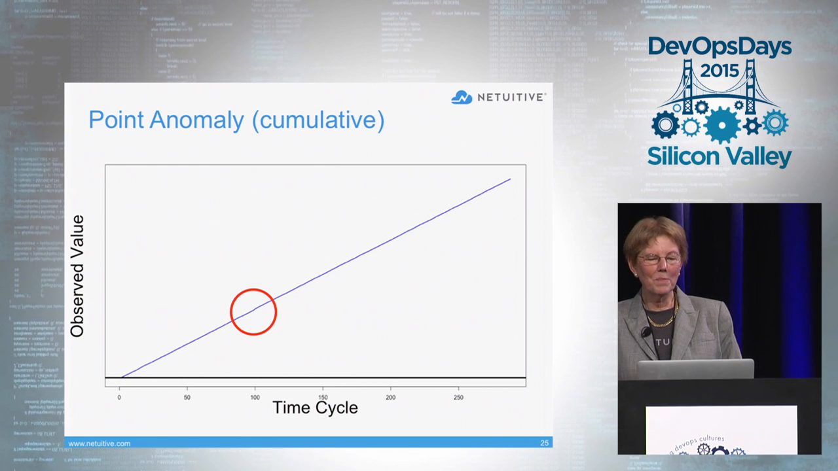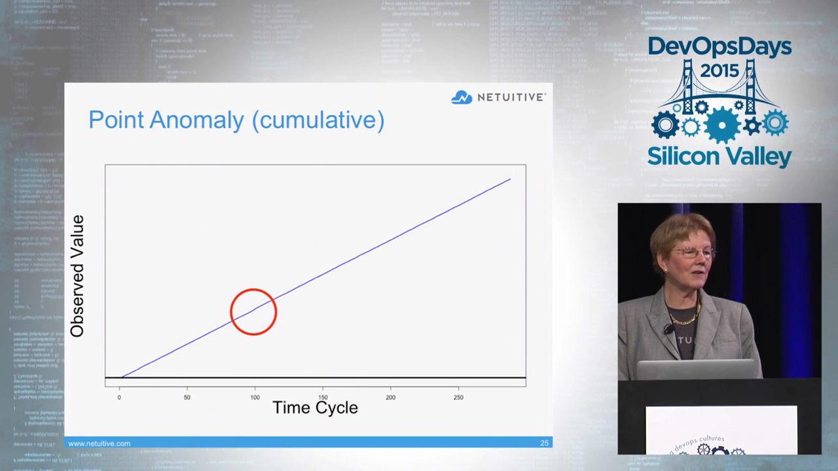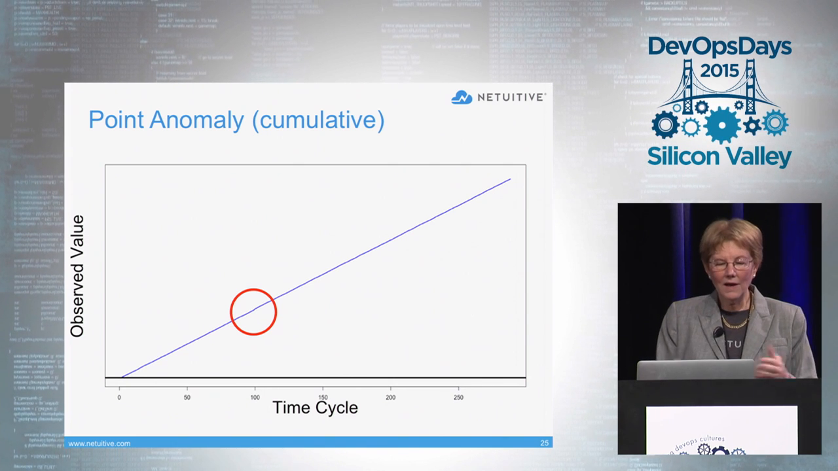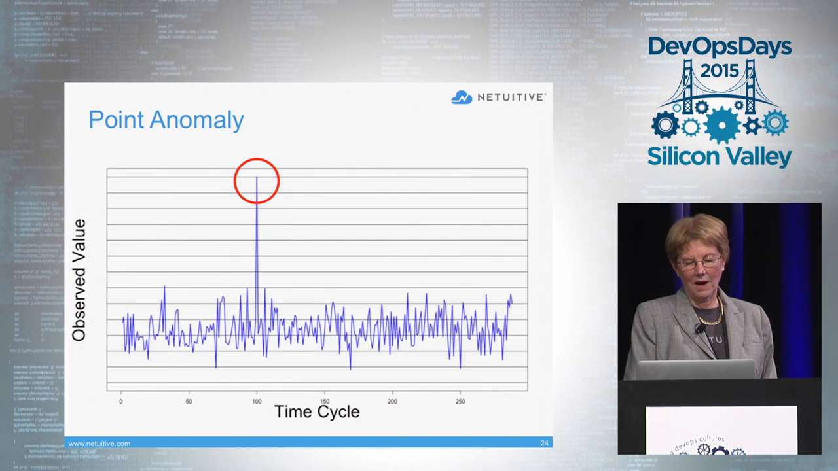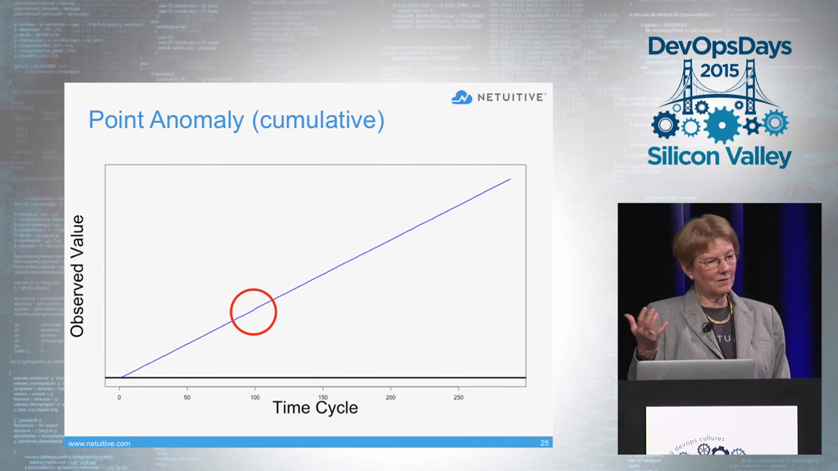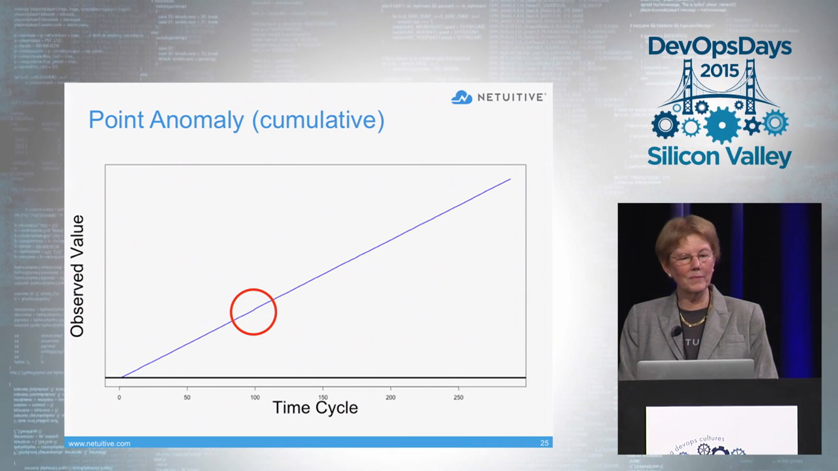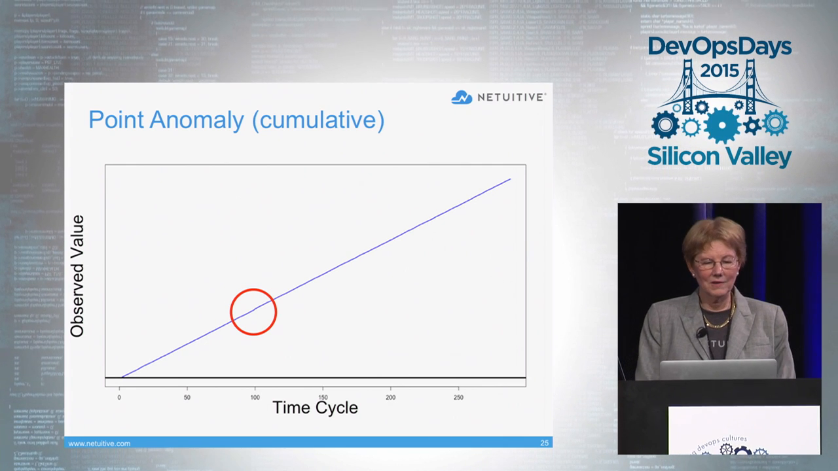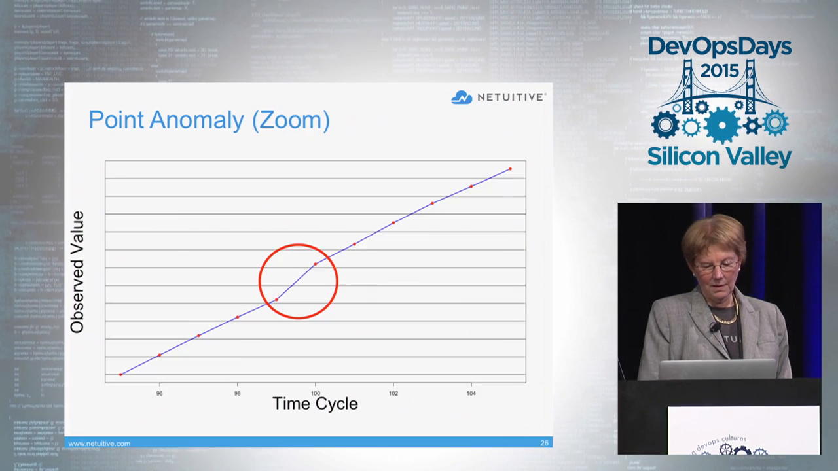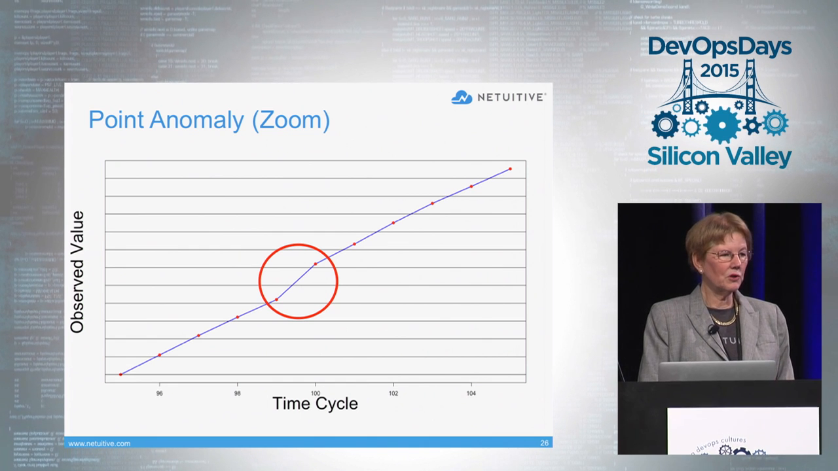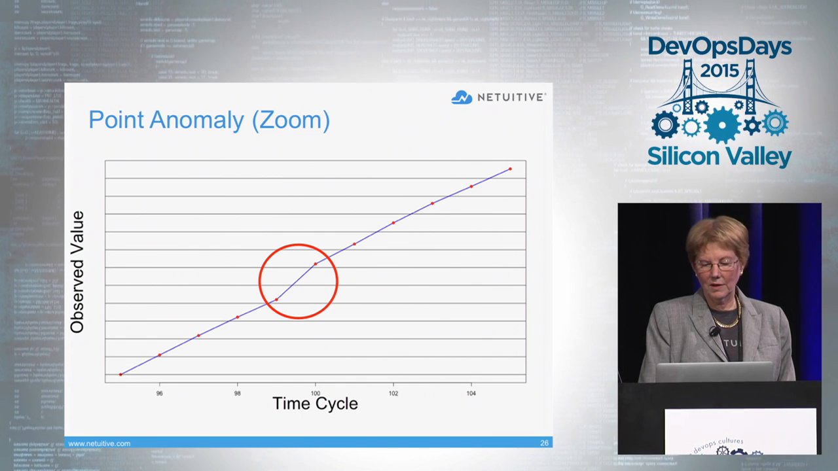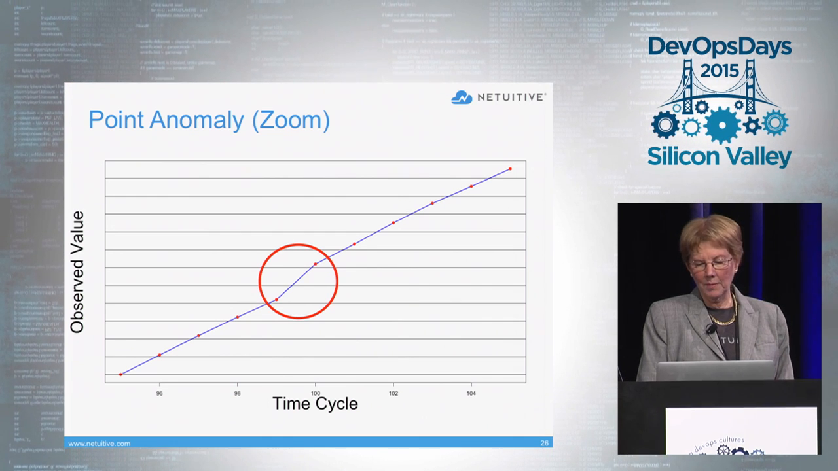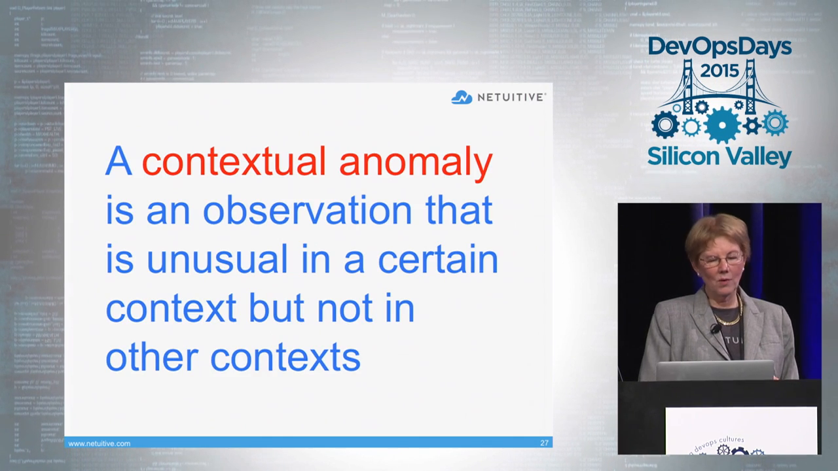A lot of open source agents are configured not to report interval data, but to report cumulative data. And all I did was take the data that was on the previous slide and map it to a cumulative graph, and now this anomaly is cleverly hidden. Even if you zoom, it's not even that obvious, really. So even simple anomalies, point anomalies, have some nuances.